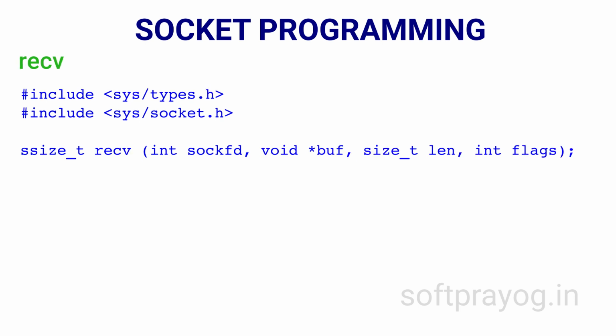The recv call is for receiving messages from a connected socket identified by the first parameter, SOCKFD. The second parameter, buff, points to the buffer for receiving data, and the third parameter, len, is the length of the buffer. The last parameter is flags. recv returns the length of the message actually received.